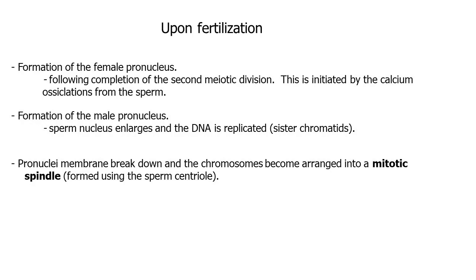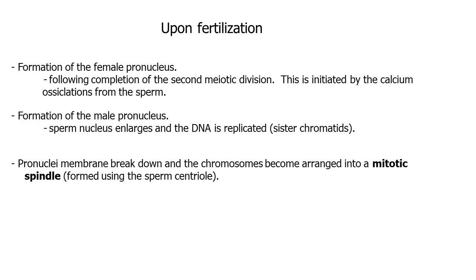Now, when the sperm nucleus enters, the sperm chromosomes are going to be replicated into sister chromatids, 23 of them. And those 23 sister chromatids are going to start lining up at the equator. What does that sound like when you line up at the equator? Sounds like metaphase. And so what happens is the pronuclei membranes begin to break down for the male pronucleus and the female pronucleus.